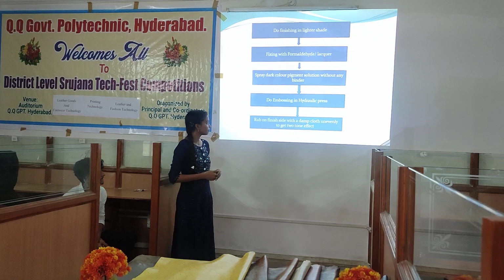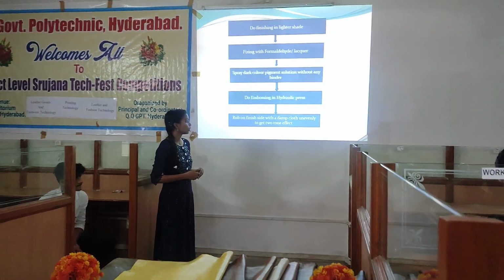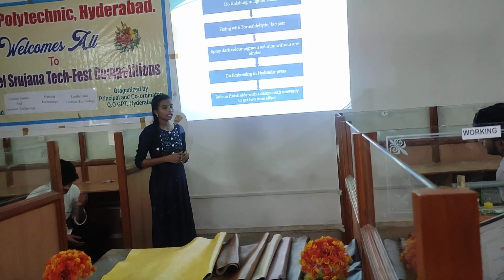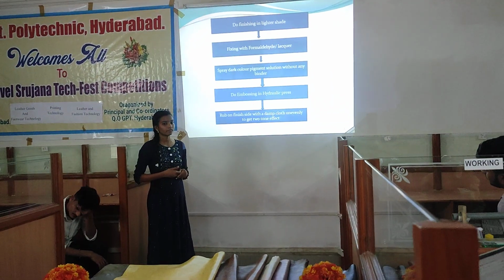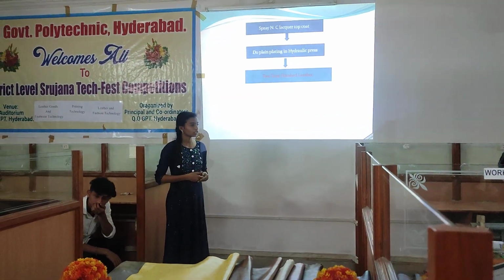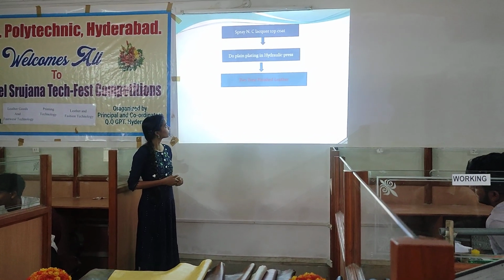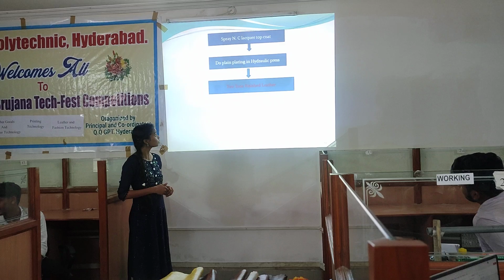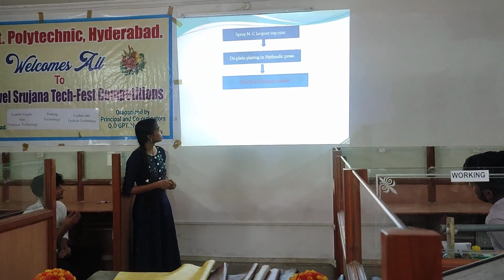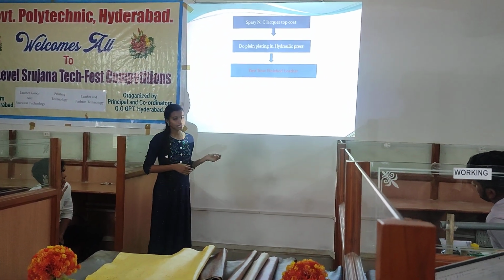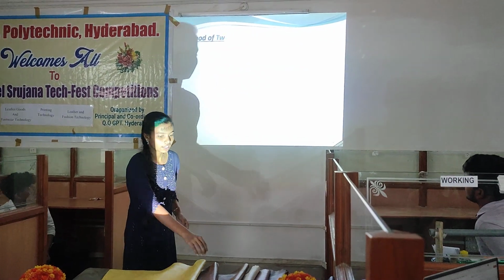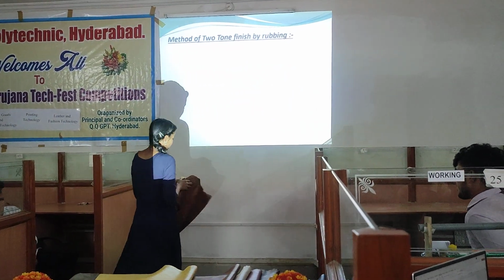Rub on finish side with a damp cloth unevenly to get a two-tone effect. To give the two-tone effect, we have to take some cloth and rub it on the leather. Spray NC Lacquer top coat. NC Lacquer top coat gives softness and smooth color on the leather. Then two-tone leather is finished. Here we have the two-tone leather finished.